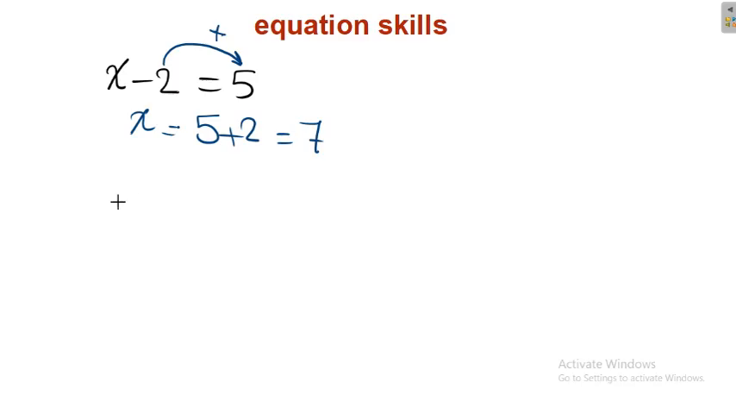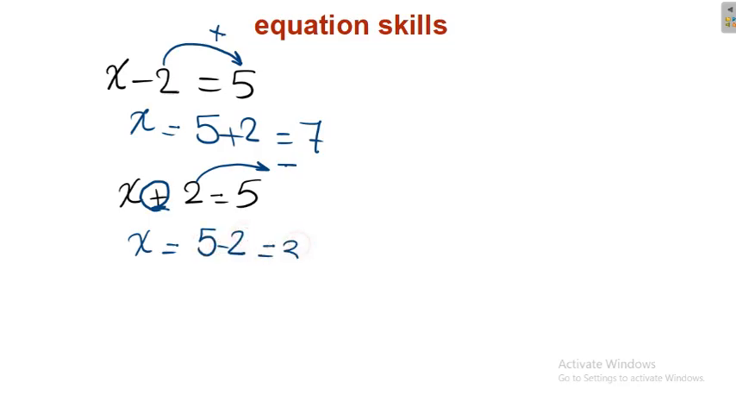And if we have x plus 2 equal 5, we want to solve for x. Solve for x means get x alone in one side. So x equals, send 2 to the other side. The operation here is addition, so we send 2 to the other side by subtraction. 5 minus 2 equals 3.